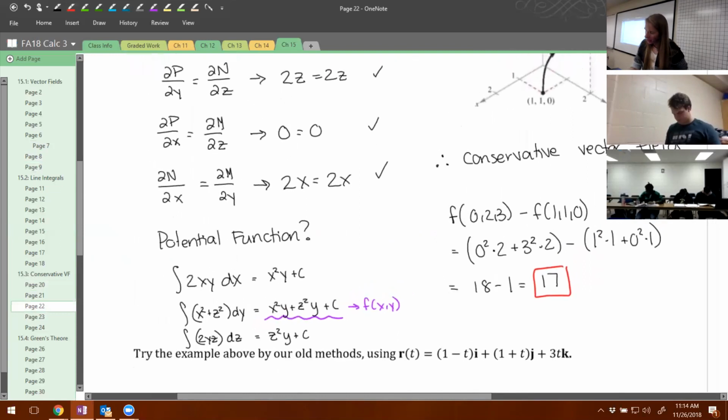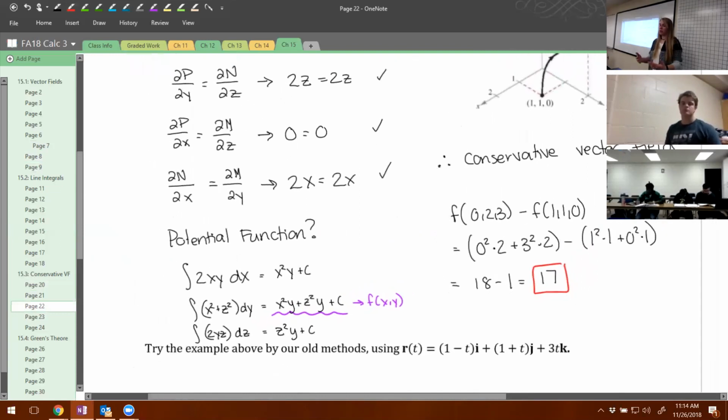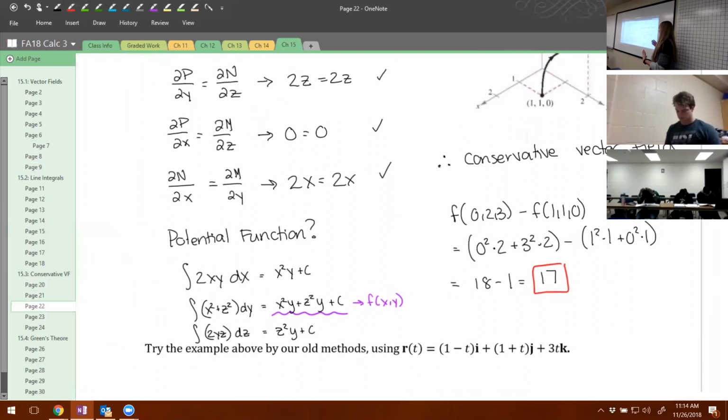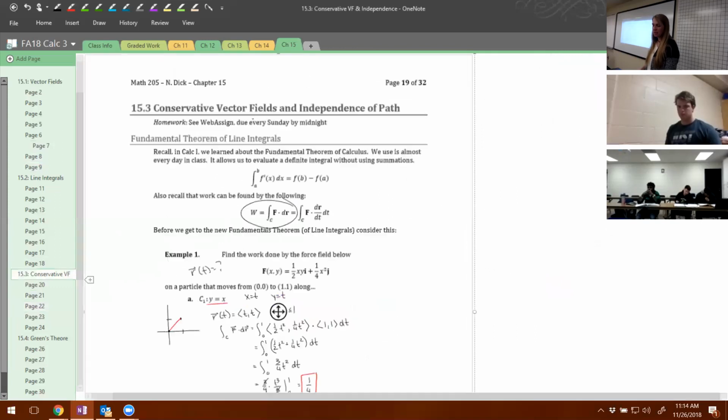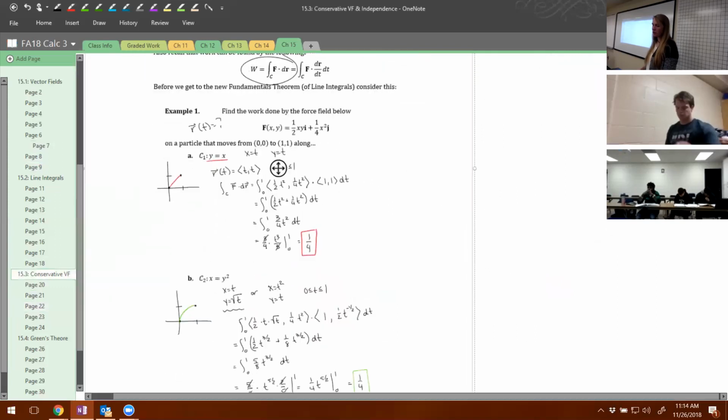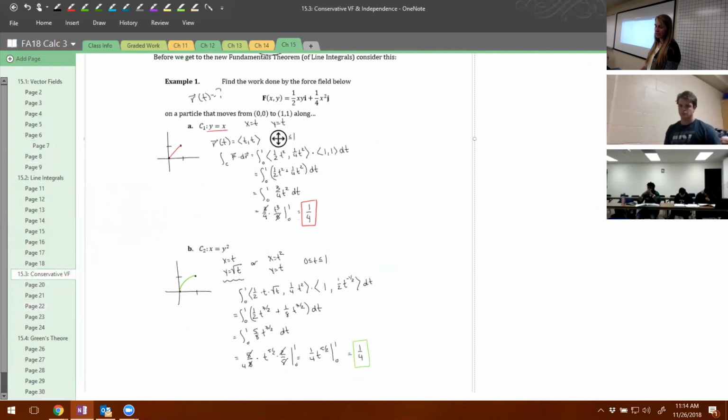And while you guys are finishing writing that down, I can just use this. If we were going to do that example we just did using the old methods, so going back and parameterizing, we need to have something that tried to parameterize this curve. This vector I give you here for R is not this curve. It's just a different line that would go from point to point. Because if you think back to this example here, we basically said that it didn't matter which path we were on for that first example, we always got the same answer.